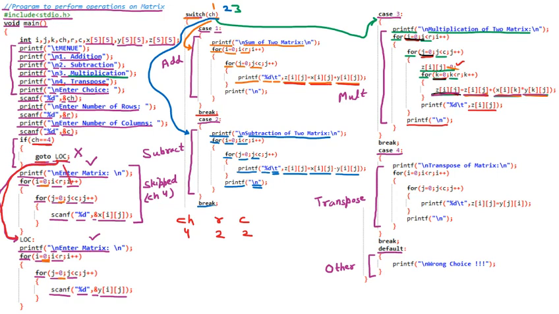So the first matrix is not going to enter. We are not taking the one matrix this time. We are only taking another matrix, because in addition, subtraction, multiplication, two matrices are required. In transpose, only one matrix is required. So we have skipped this part, it is not running, that's why we have made the cross. Now afterward they are asking for one matrix. So we have entered one matrix.